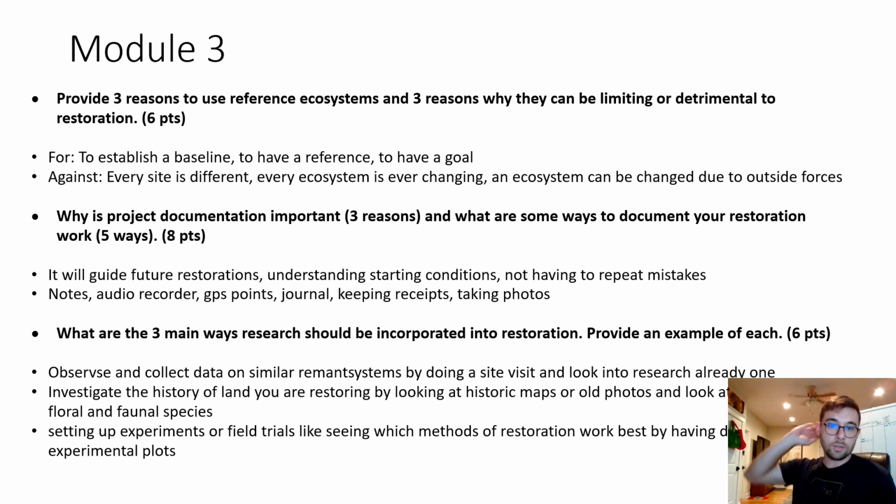The three main ways research should be incorporated are: observe and collect data on similar remnants by doing a site visit and looking at research already done; investigate the history of the land you're restoring by looking at historic maps or old photos and at the historic floral and faunal species; and set up experiments or field trials, like seeing which methods of restoration work best by having different experimental plots at your restoration site.